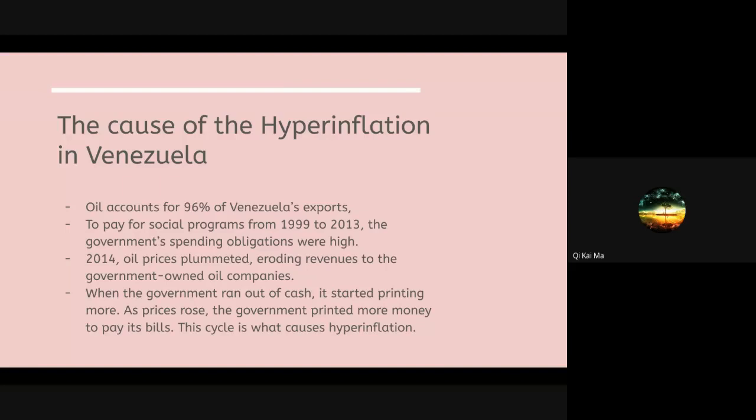So they started to grow a lot of debts, and when they ran out of cash, they just started to print more money, just like how Zimbabwe did. When they print more money, the value of the money drops, and they couldn't pay the debt, and they just don't have enough money. So they just start to print more money, and it just keeps going on. And this is what causes hyperinflation in Venezuela.